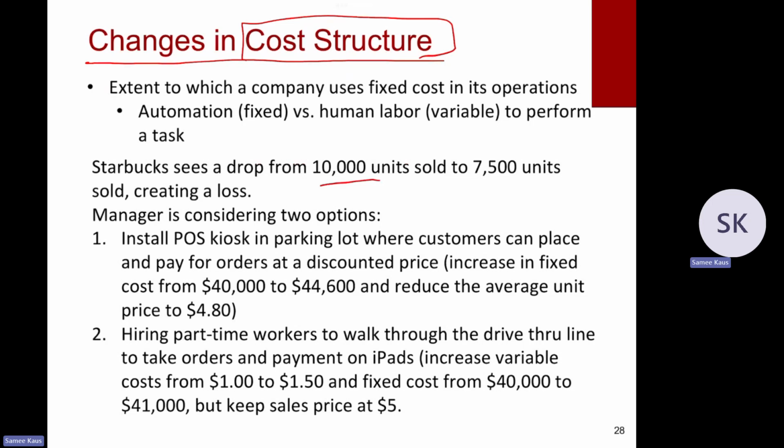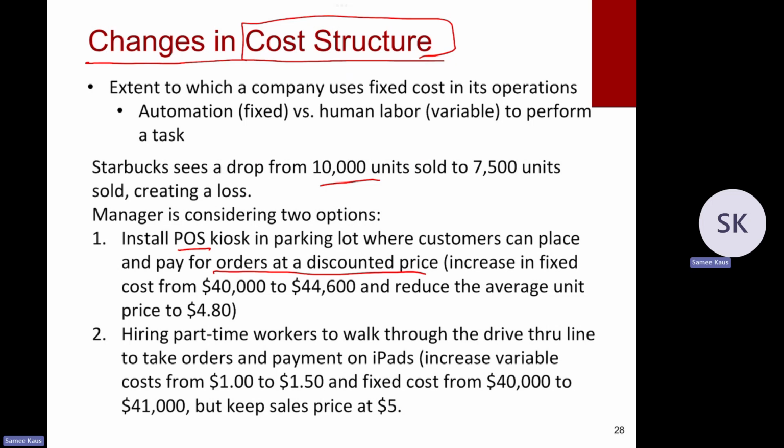A couple of different ways we could do this: we could say, I want to install a point of sale kiosk in a parking lot where customers can place and pay for orders at a discounted price. I'm going to increase my fixed cost because I have to install those kiosks, and I'm going to reduce my average selling price in order to make this happen. Why is my average selling price decreasing? Because I'm offering your meal at a discounted price for using a kiosk. Maybe you're a rewards program member if you use a kiosk.